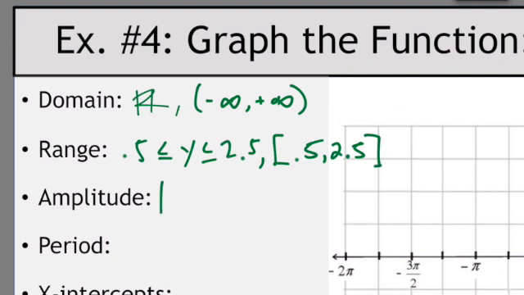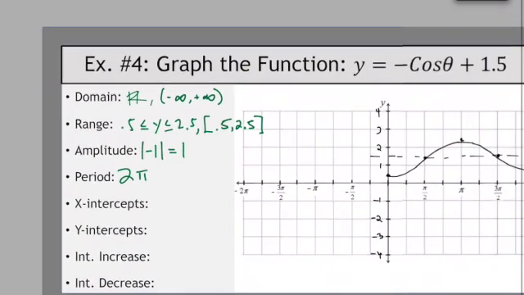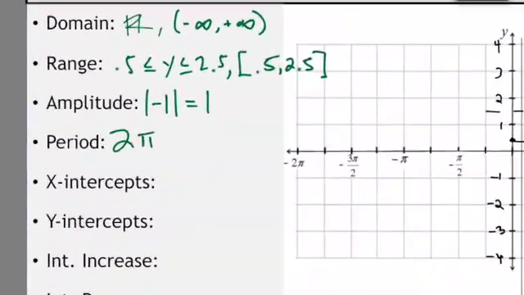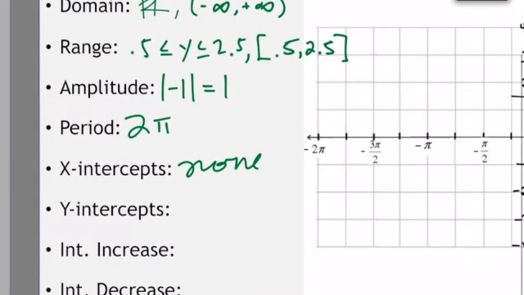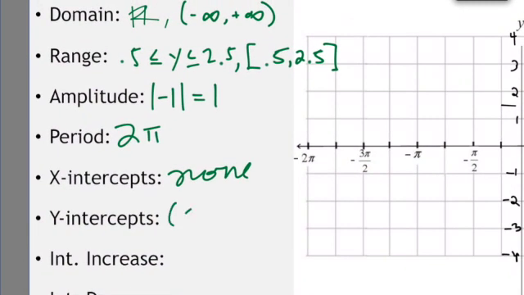Amplitude is the absolute value of -1, which is just 1. Period stays as 2 pi. X-intercepts, there are no x-intercepts. The graph does not touch the x-axis. Y-intercepts, there should be 1 at 0.5, so (0, 0.5).